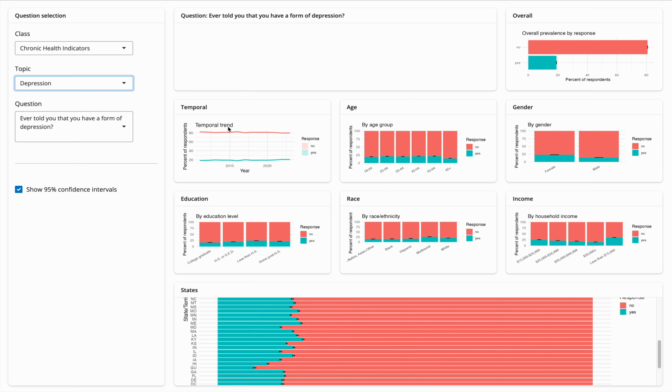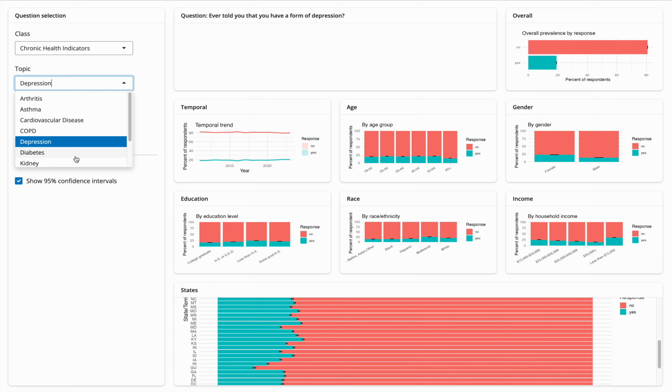Let's look at depression. Ever told you have a form of depression? Nope. And surprisingly, it stayed roughly the same even during COVID. So I guess COVID didn't have that much of an effect on depression.